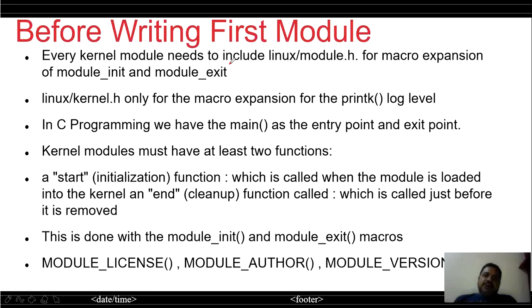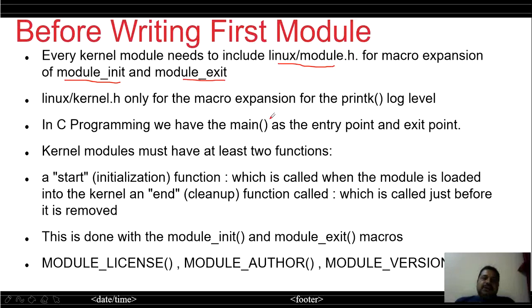In every kernel module we need to tell where it will start and where it will end. So for start and ending we need to use the macros called module_init and module_exit. These module_init and module_exit are defined in the file called linux/module.h.